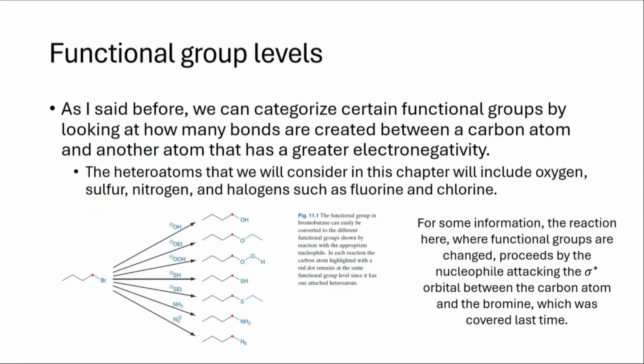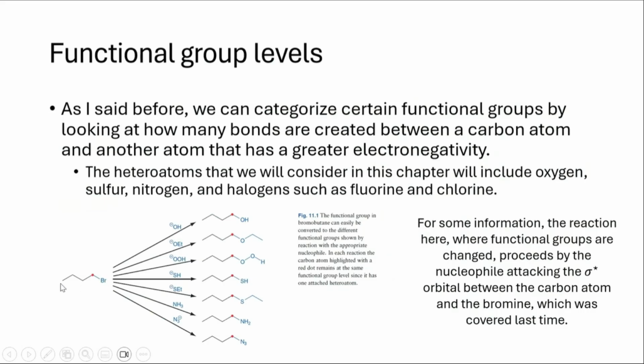So next, I want to go over some more on functional group levels. So as I said before, we can categorize certain functional groups by looking at how many bonds are created between a carbon atom and some other atom that has greater electronegativity. So the heteroatoms that we'll consider in this chapter will include oxygen, sulfur, nitrogen, and halogens such as fluorine and chlorine. And also right here on this bottom part, we can see that there are a bunch of reactions.